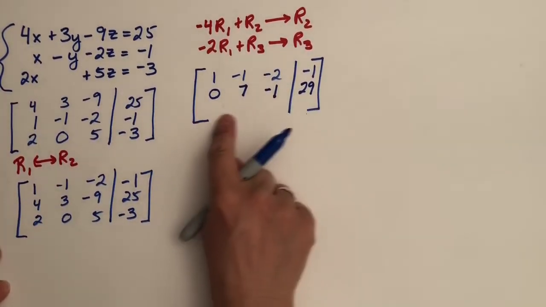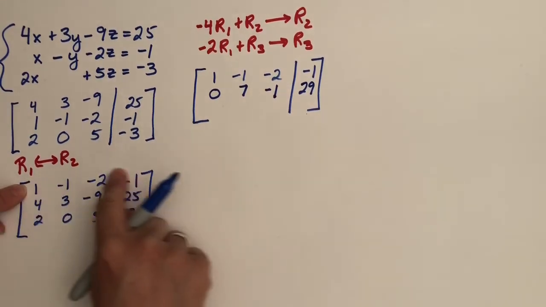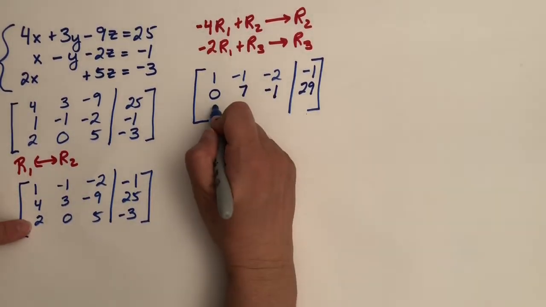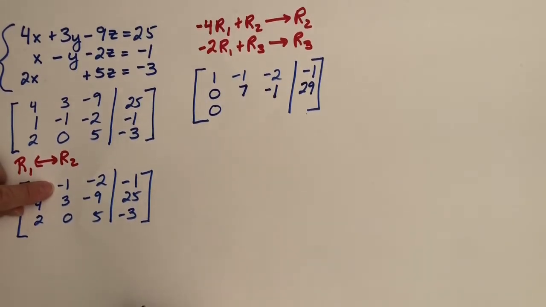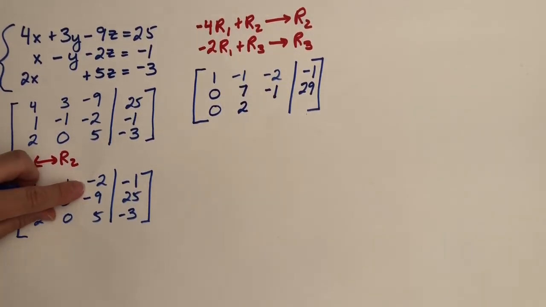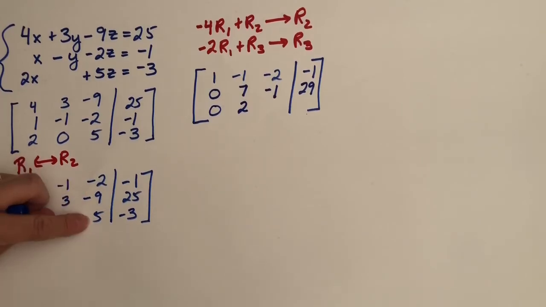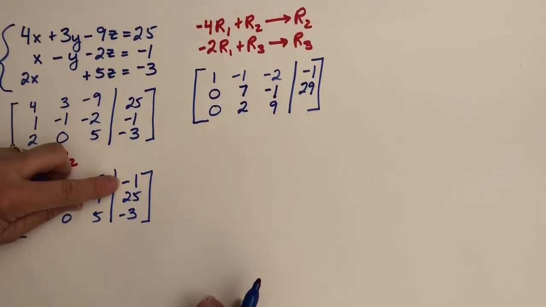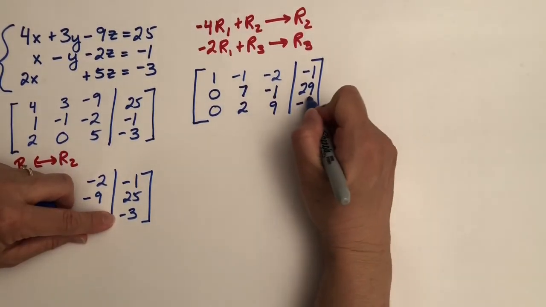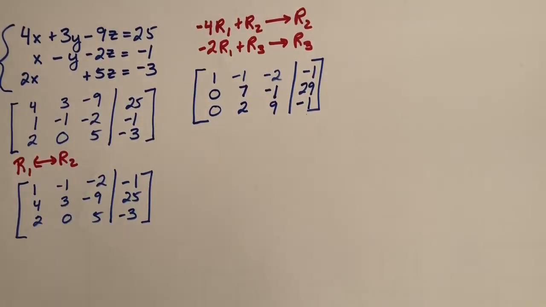And now we'll move to this row. We're multiplying by -2 and adding it to row 3. So -2 times 1 is -2, plus 2 is 0. -2 times -1 is 2. 2 plus 0 is 2. Negative 2 times negative 2 is 4. 4 plus 5 is 9. We're multiplying by negative 2. Negative 2 times negative 1 is 2. Plus negative 3 is negative 1. And our first column is taken care of.